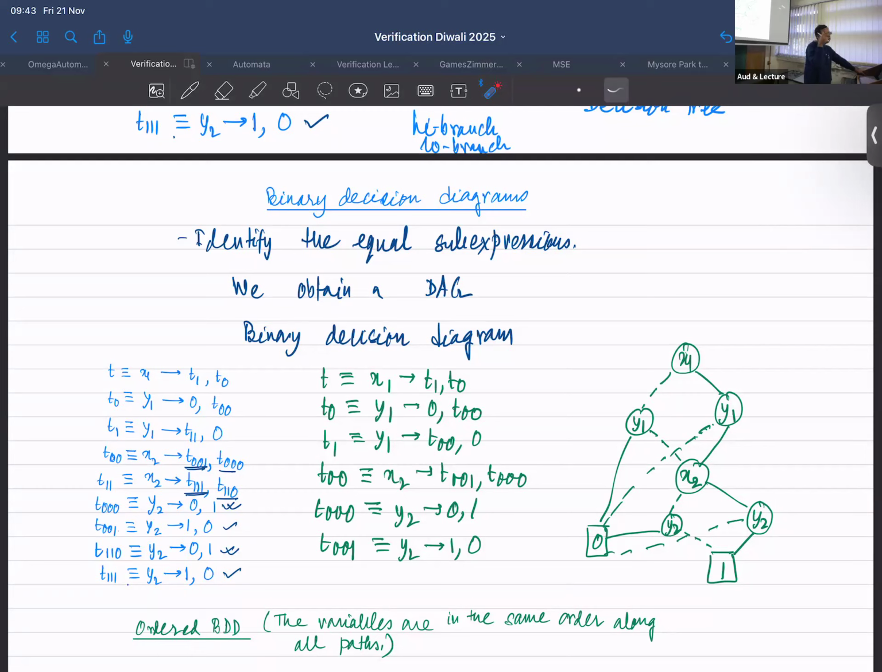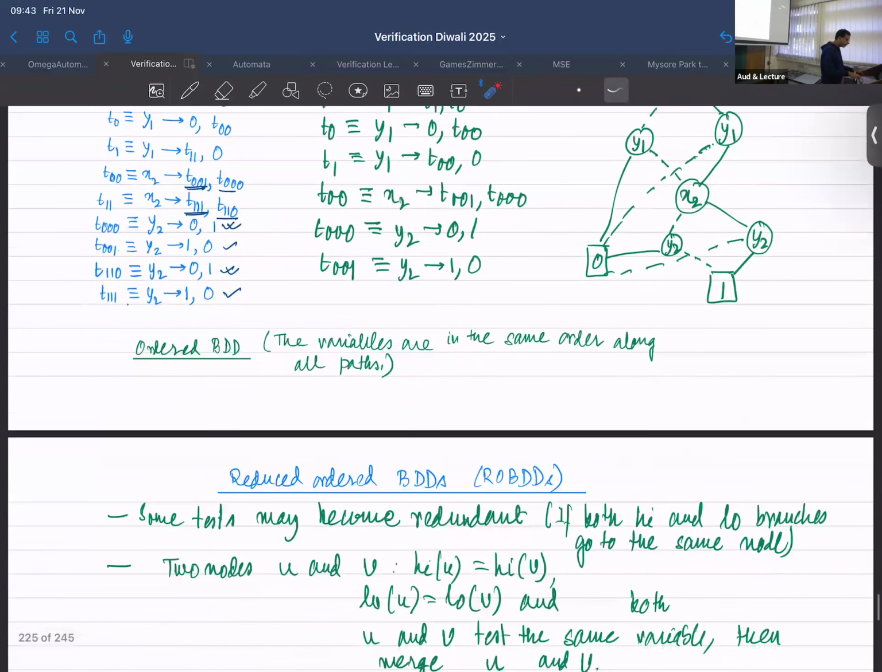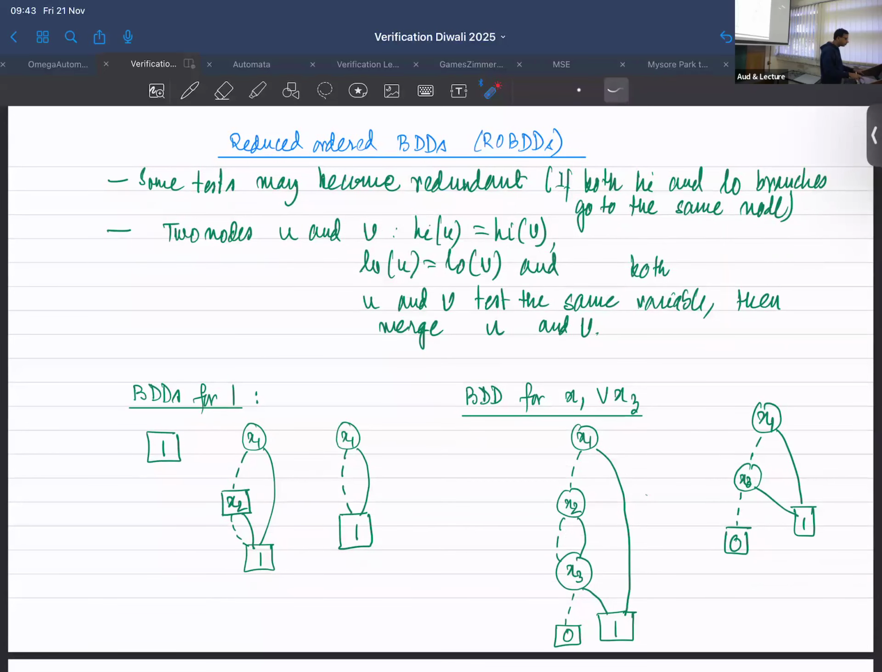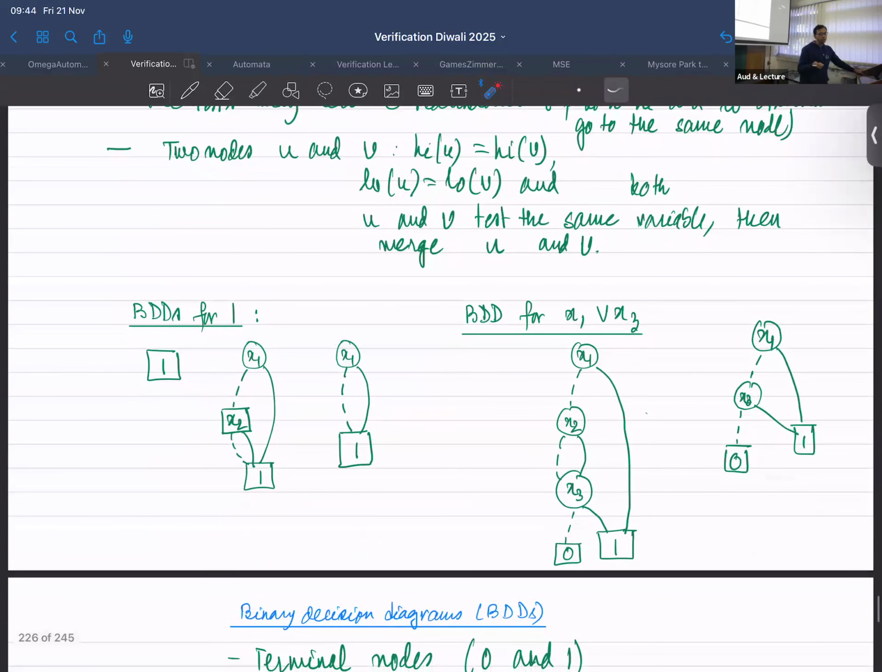So if there is a node u going to another node v, let's say on both the high and the low branches, then you can remove the node u. And if you have two nodes, let's say U and V, such that their high, low, and labels are the same, where by label I mean the variable that you are testing, then the two nodes U and V are the same. So that is the idea of reduced ordered BDDs. And often when people say BDD, they essentially mean ROBDDs. Okay, so that's the terminology.